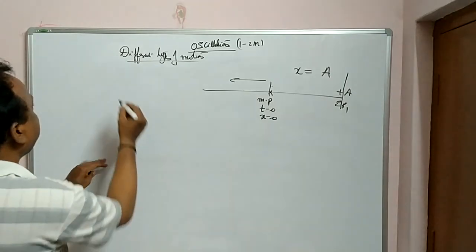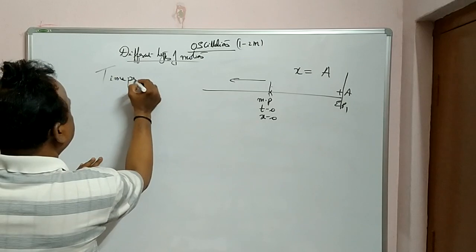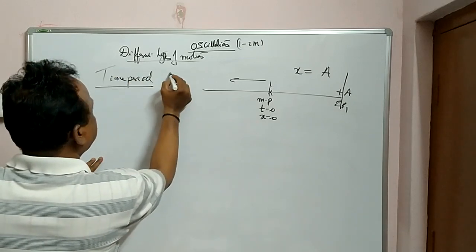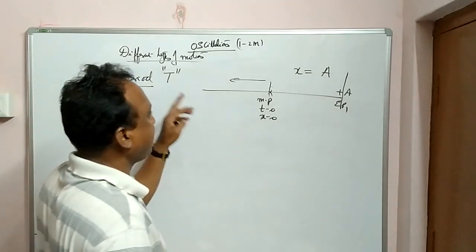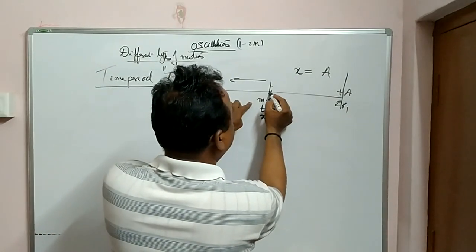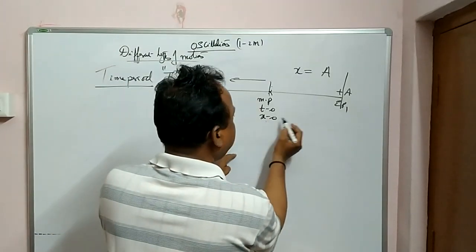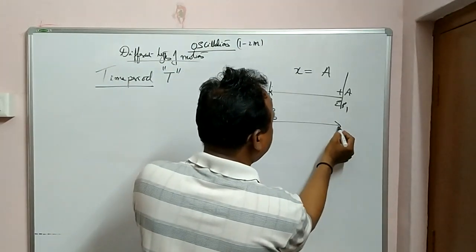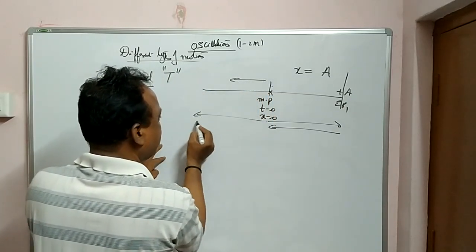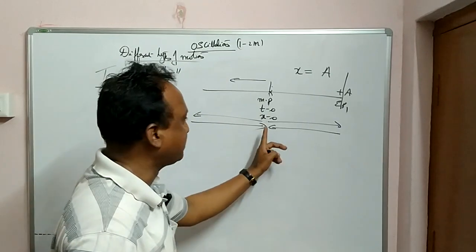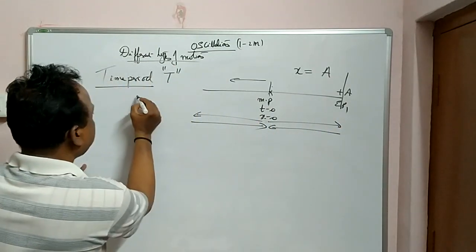Time period is generally indicated with a capital T. Now how can you define capital T? For example, see, the body has started from here. What does time period T mean? It has to go to maximum, again mean position, again negative maximum, again mean position. That means how many times? 1, 2, 3, 4.